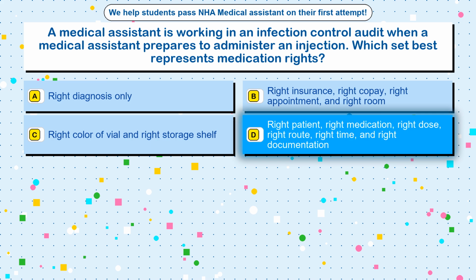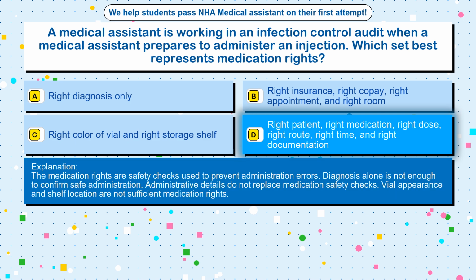The correct answer is option D, right patient, right medication, right dose, right route, right time, and right documentation. The medication rights are safety checks used to prevent administration errors. Diagnosis alone is not enough to confirm safe administration. Administrative details do not replace medication safety checks. Vial appearance and shelf location are not sufficient medication rights.